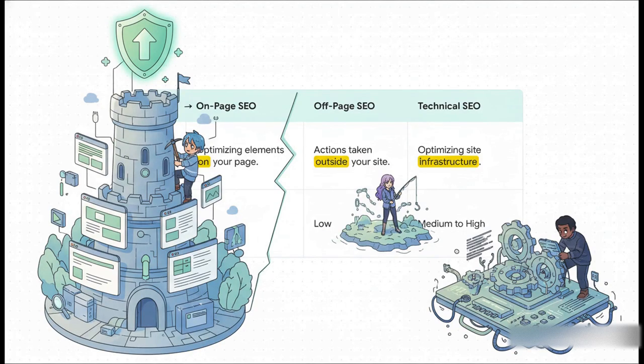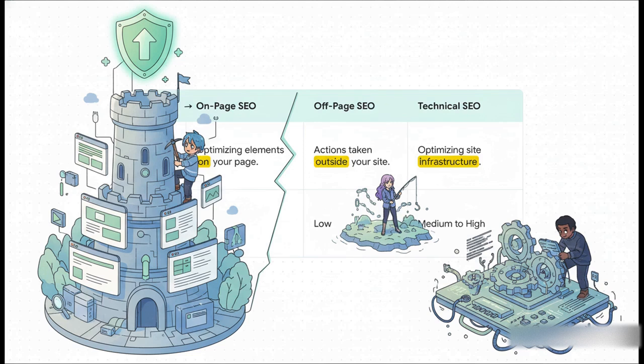And I think this chart really makes it clear. On-page SEO is what you do on your site. Then you've got off-page SEO, that's stuff like getting links from other websites, which happens somewhere else. And technical SEO is all about your site's foundation, like its speed. But look at that last row. Where do you have the most control?